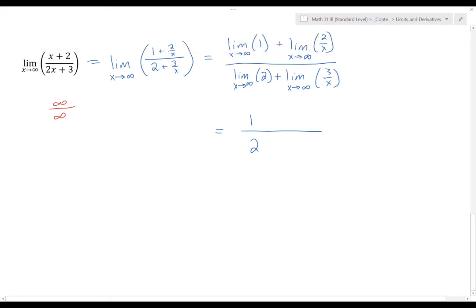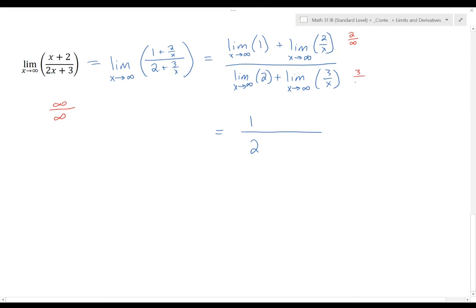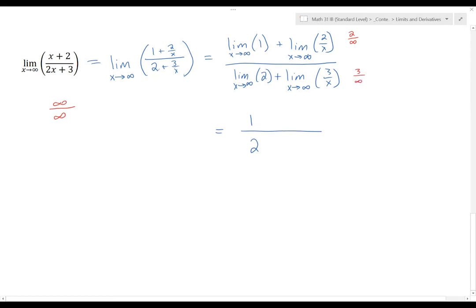If I think about what's happening for 2 over x and 3 over x, as x gets infinitely large, I'm ending up with something like 2 divided by an infinitely large number or 3 divided by an infinitely large number. It's relevant that they're positive. In this case, it wouldn't make a difference if it was positive or negative, but in some cases it does. So 2 divided by an infinitely large number is going to be an infinitesimally small number. In other words, a number that is very, very close to 0, but still positive.